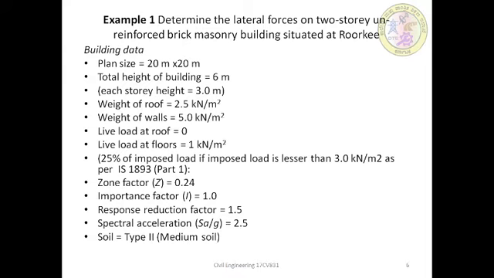Now here the zone factor Z is taken as 0.24. And the importance factor of the building is 1. Now the response reduction factor here is taken as 1.5, and the spectral acceleration Sa by g is taken as 2.5, and the soil condition is type 2, medium soil.